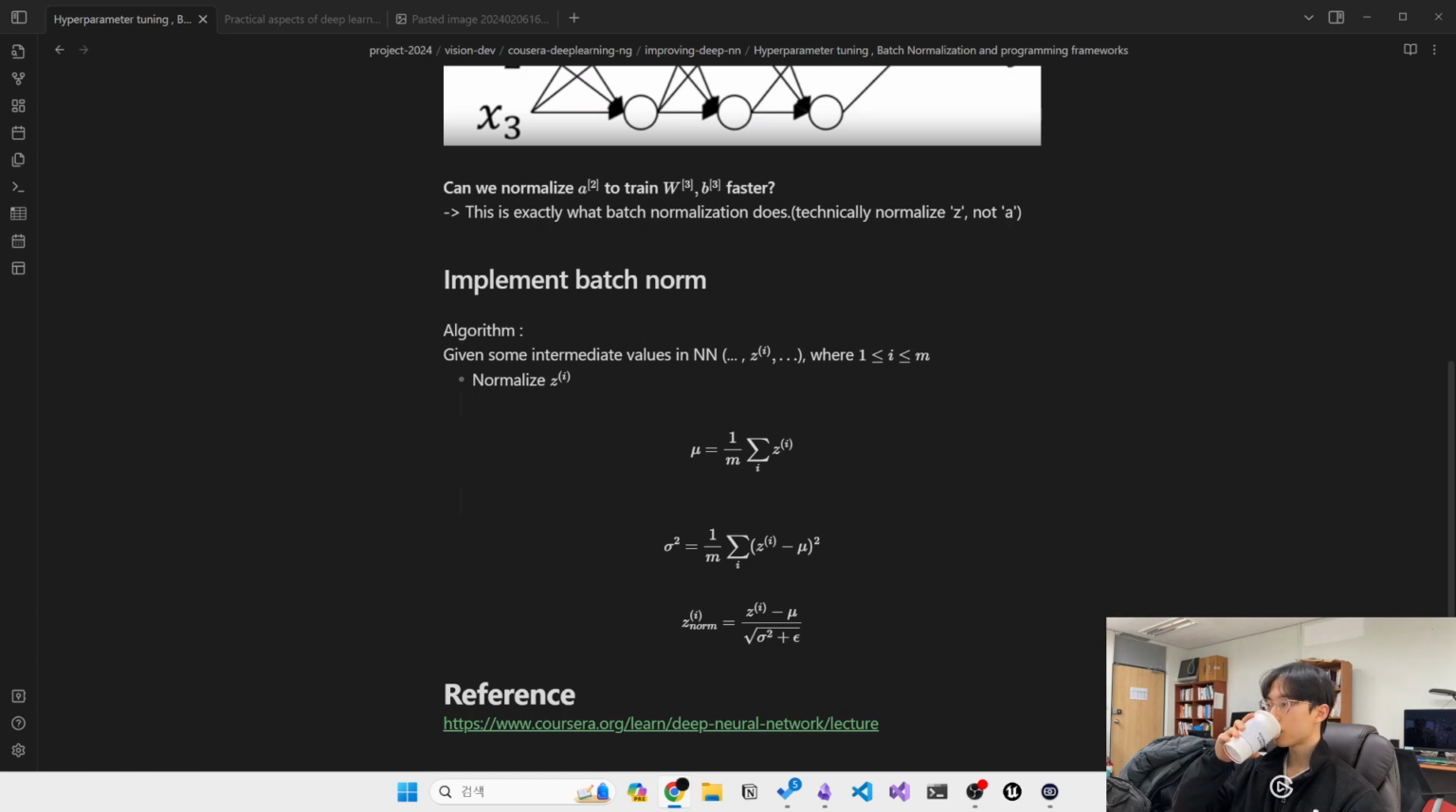But we don't want the hidden units to always have mean 0 and variance 1. Maybe it makes sense for hidden units to have a different distribution. So what we'll do instead is compute.